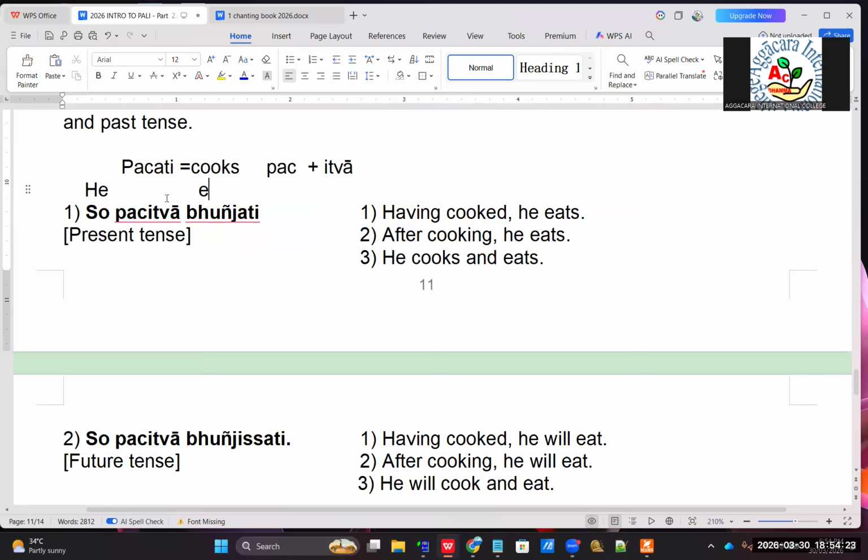So pachitua bunjanti. Now bunjati is eats or consumes. So this means that the first action will take place first. You can translate as having cooked, he eats. It means that he cooked first, he eats later. Having cooked, or after cooking, or he cooked first and eats later. This is present tense because we finish with ti, like ti, anti, si, tha, mi, ma.